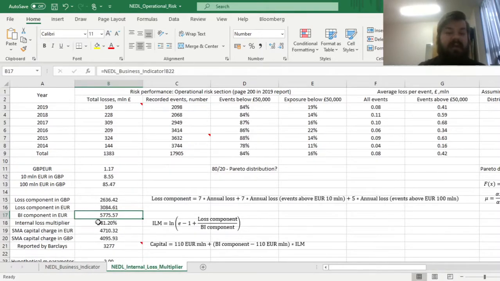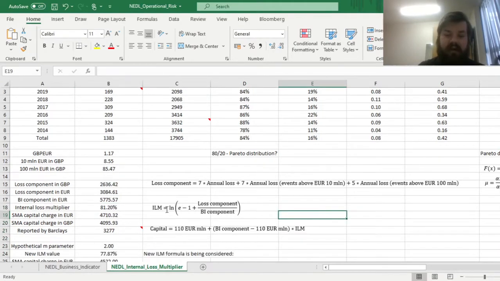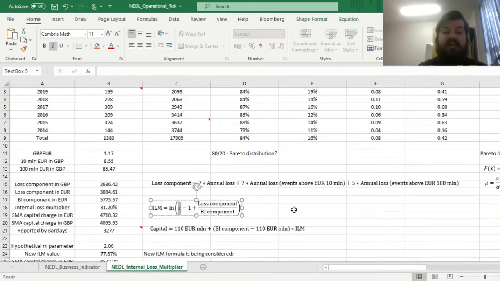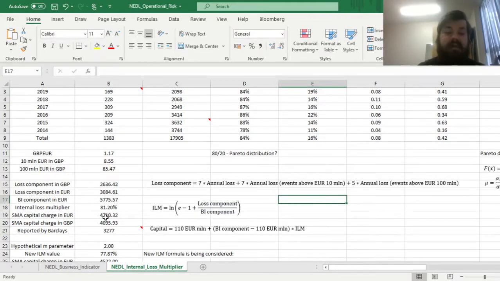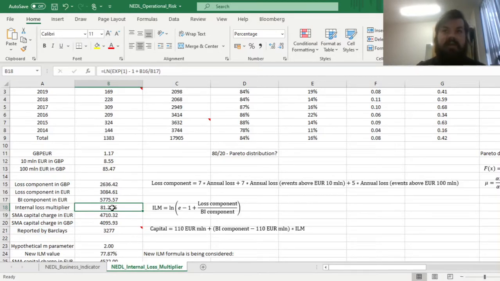And then we can calculate our internal loss multiplier by using this weird formula that uses the natural logarithm of the e, which is the exponent of 1, 2.7128, minus 1 plus the ratio between the loss component and the business indicator component. So the higher the loss component is, relative to the business indicator component, the higher our internal loss multiplier would be. So the logic is quite simple. The more losses you record, the more capital you need to reserve per unit of your business indicator, per unit of your adjusted operating income across the 3 business lines.